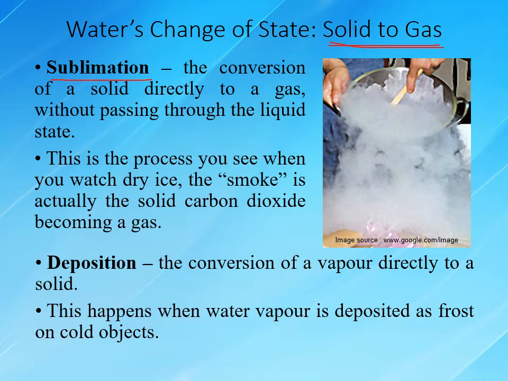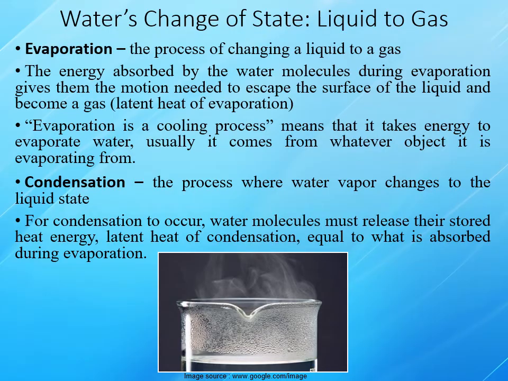Water's change of state from liquid to gas, or the reverse, that is gas to liquid. Again, in this process, the conversion from liquid to gas requires some extra energy at 100 degrees centigrade to convert the liquid water to gaseous water vapor, and this process is known as evaporation, and the energy required for this transformation is known as latent heat of evaporation.